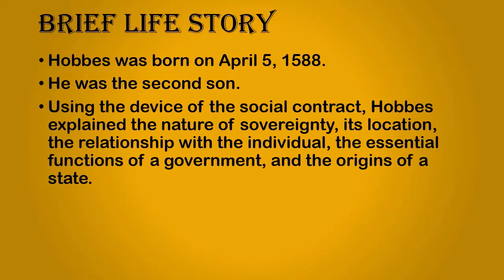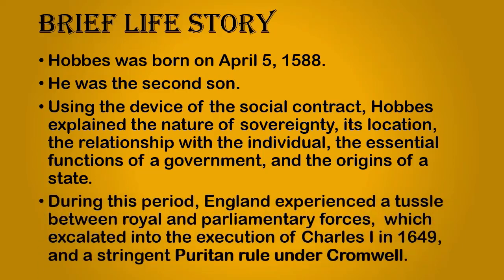So Hobbes identified that the English political system was not functioning as smoothly as it ought to, and he was worried about the consequences of disorder and civil war in the future. The troubles that Hobbes perceived finally arrived during the 1640s, lasting for the next 20 years. It was during this period that England experienced a tussle between royal and parliamentary forces, which escalated into the execution of Charles I in 1649, and it subsequently led England into the Puritan rule of Cromwell.